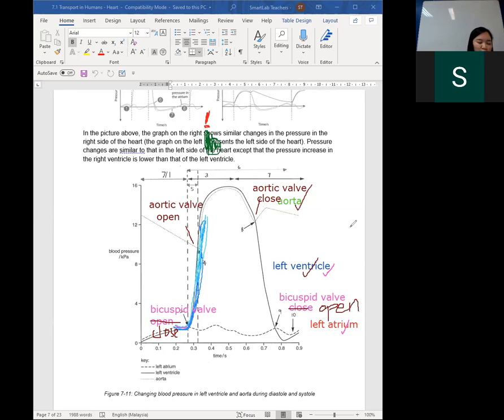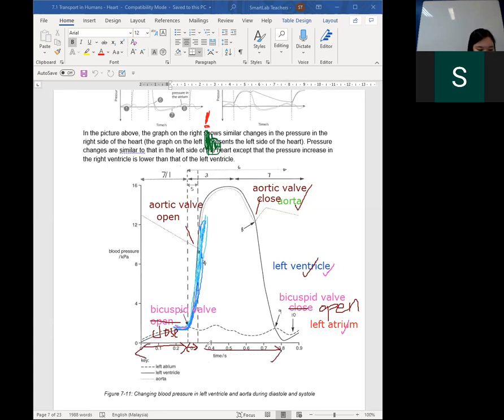So a frequently asked question will be, they'll ask you, what happened at this point? Is it aortic valve open, aortic valve closed? What happened at this point? Is it bicuspid valve open, bicuspid valve closed? Sometimes they'll even ask you what valve this is. And another frequently asked question would be, they'll ask you, can you tell me A, B, C, and D, which region is when all the valves are closed?